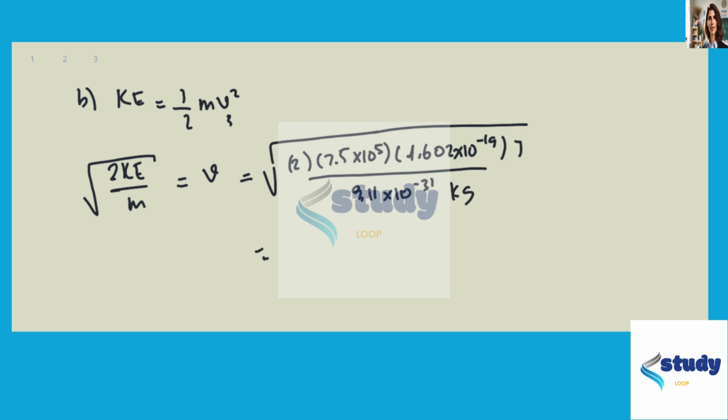So if we did everything correctly, what we have is 5.14 times 10 to the power 8 meters per second. Well, this is greater than the speed of light, right? This number is greater than 3 times 10 to the power 8 meters per second, which is obviously a huge violation.